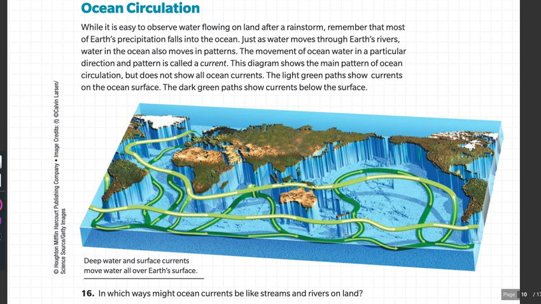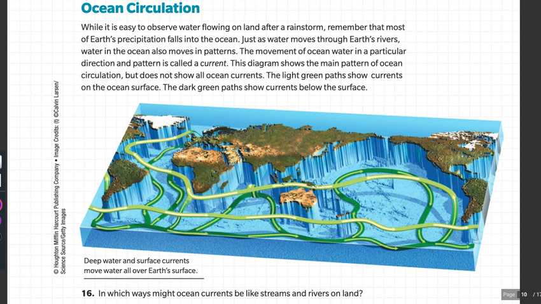So as ice melts near the poles, it changes the saltiness of the water, because remember, frozen ice is fresh water. So as it melts near the poles, it's going to decrease the saltiness, or the salinity, of the water. Where rivers empty out into the oceans, that also changes the salinity. Those things create these currents that move throughout the ocean.